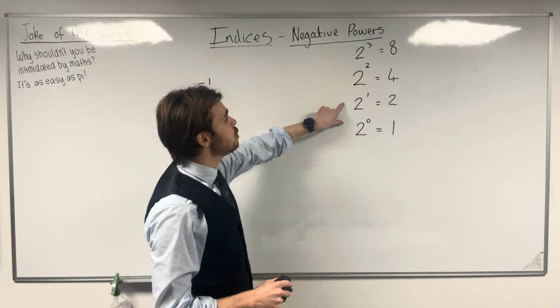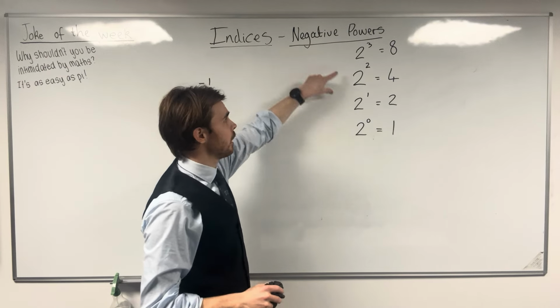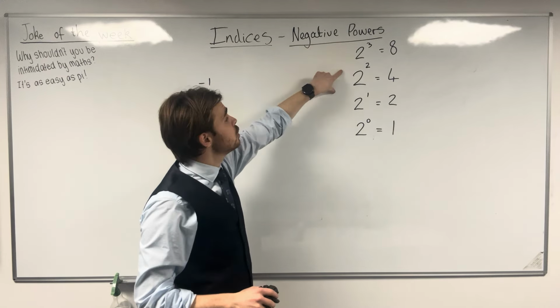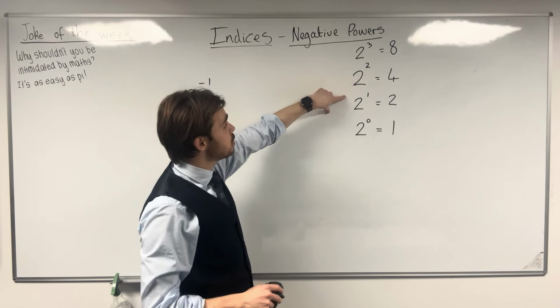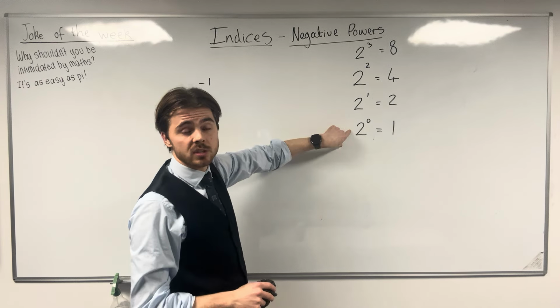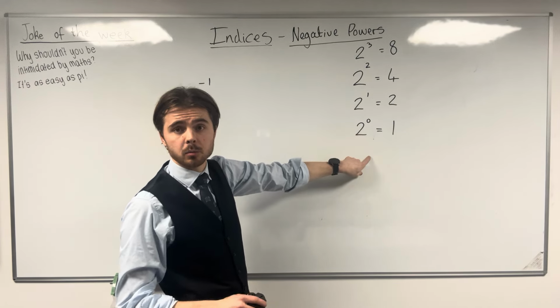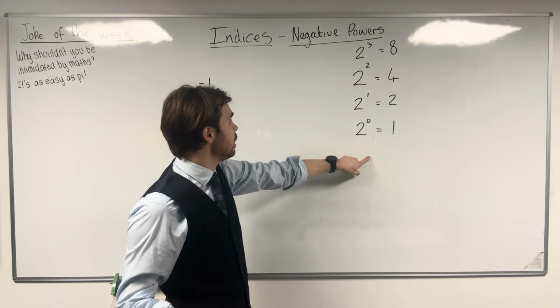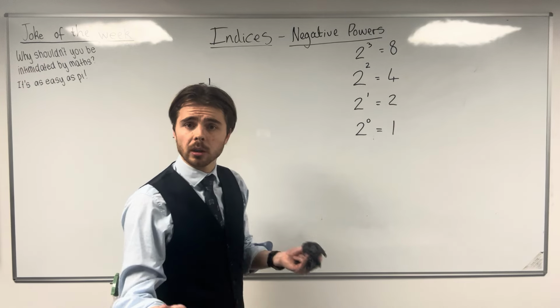I've got all of the 2 powers from 3 downwards. Okay, so we've got 2 to the power of 3 is 8, 2 to the power of 2 is 4, 2 to the power of 1 is 2, and 2 to the power of 0 is 1. But anything to the power of 0 is 1. Please, please, please never forget that. Now, what we're going to do is look at the pattern.